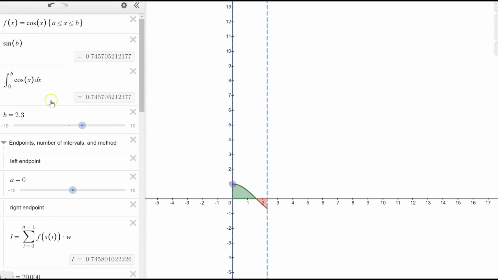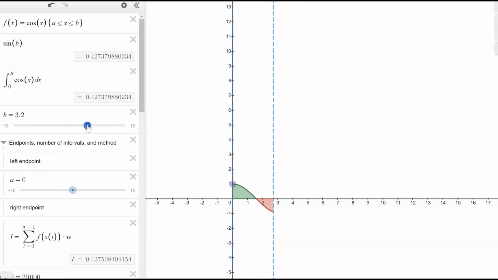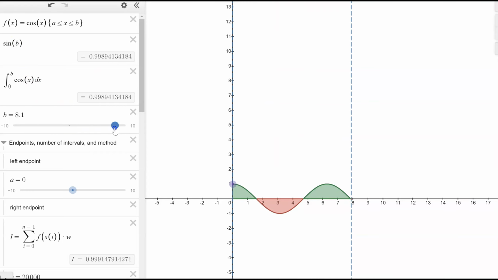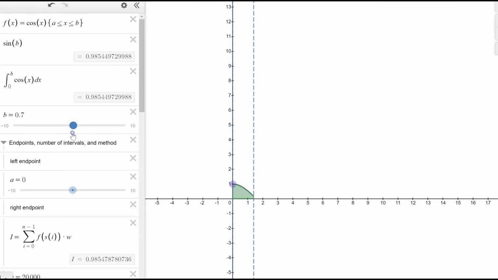So here I have set up for you. So there's our function f of x, cosine of x, right? And we have some a at 0. See, a is 0 now. And so look at our integral from 0 to b of cosine of x and sine of b. You notice they're the same. So as I move my b, you now have a formula for the integral from 0 to b of cosine of x. It's just sine of whatever it is. Whatever letter you want to pick, whatever number you want to go to. Pretty cool, huh?